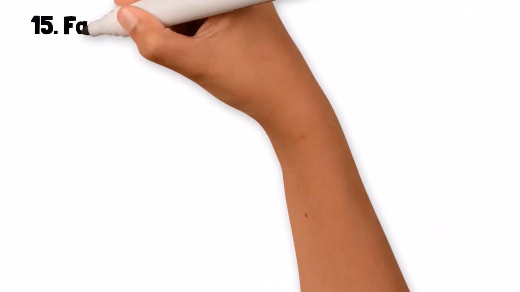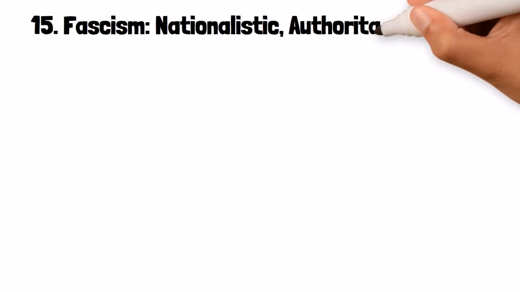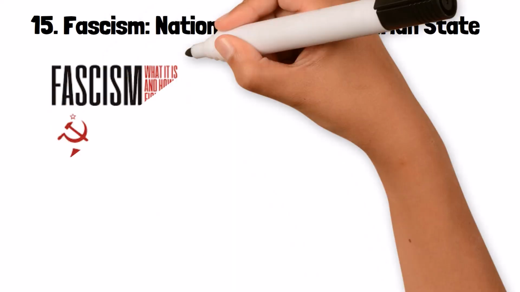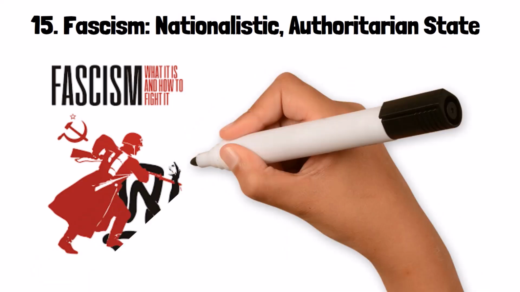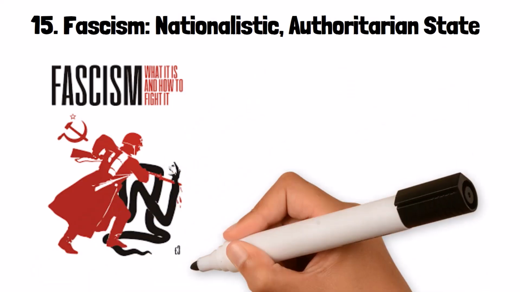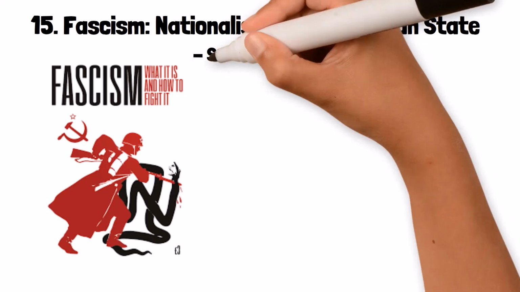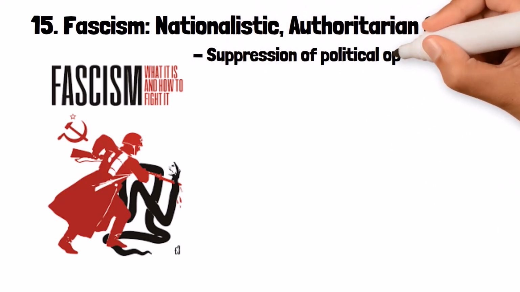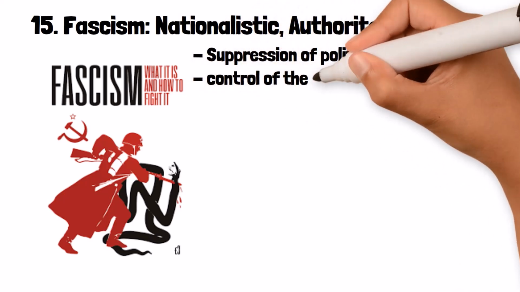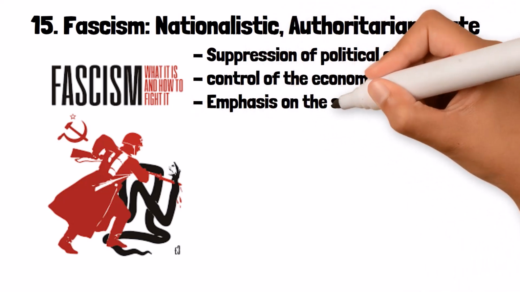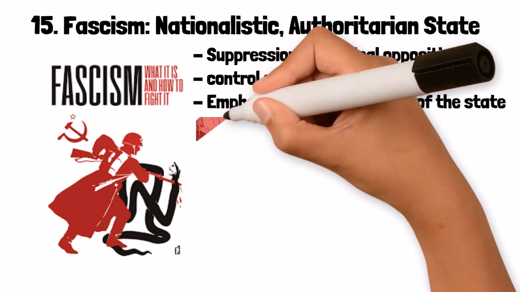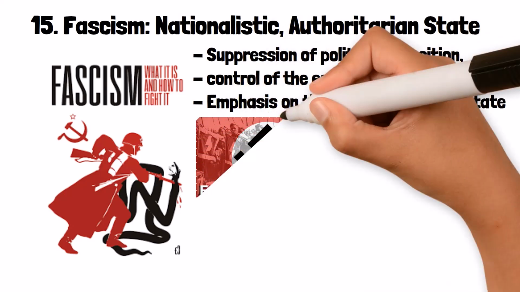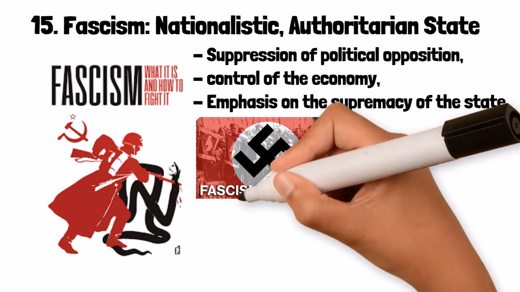15. Fascism. Nationalistic authoritarian state. Fascism is a far-right political ideology that promotes an authoritarian government, often led by a dictator, with strong nationalist and militaristic values. Fascist regimes are characterized by their suppression of political opposition, control of the economy, and emphasis on the supremacy of the state over individual rights. Examples of fascist regimes include Nazi Germany and Mussolini's Italy.